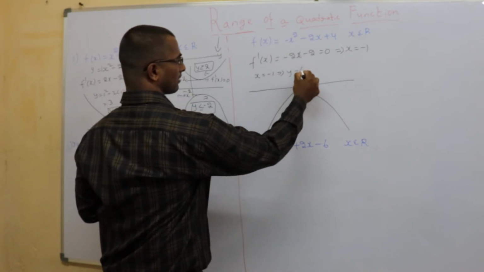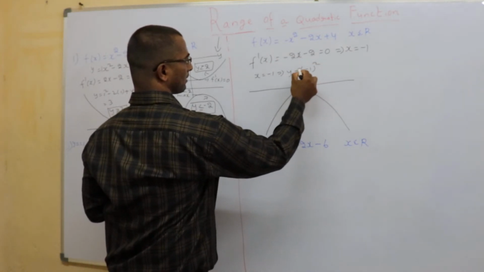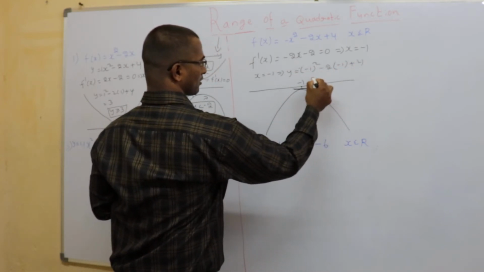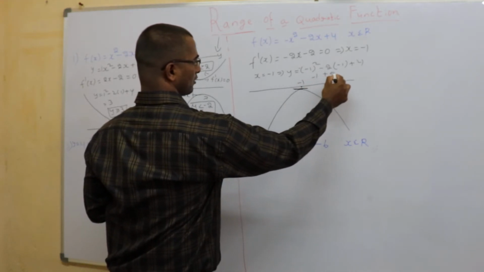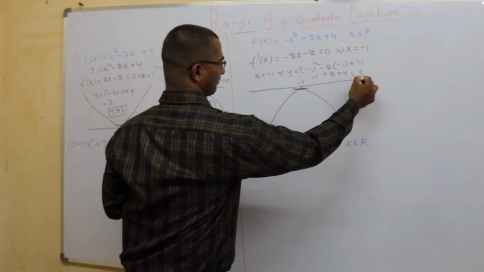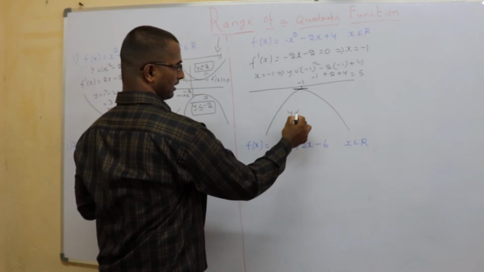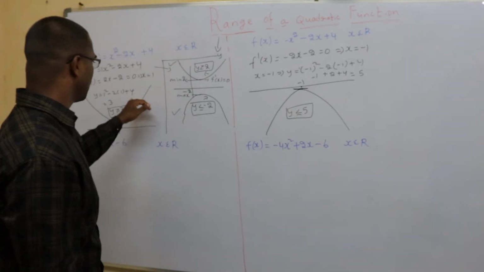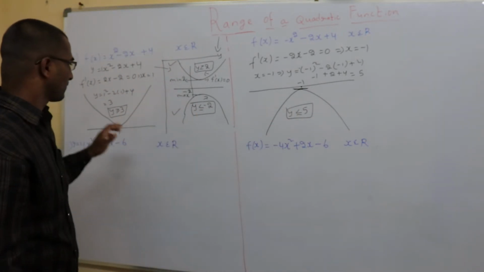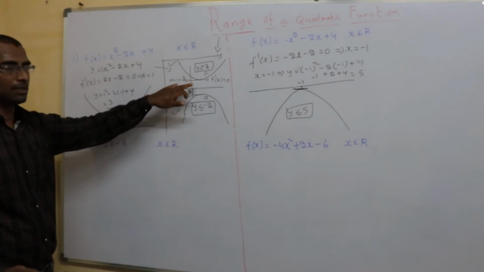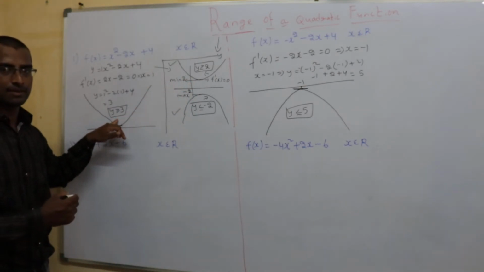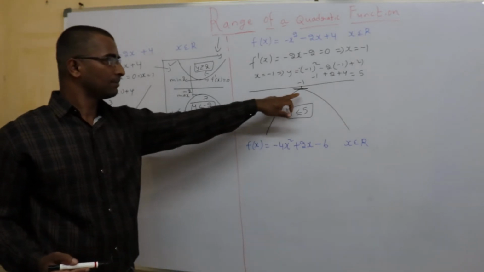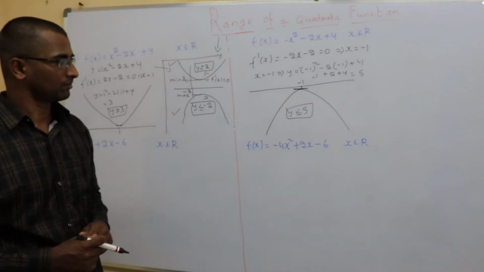So when x equals minus 1, how much is y? Place it in this: minus 1 whole square minus 2 into minus 1 plus 4. So it is minus 1 plus 2 plus 4, which will give me 5. So my y is less than or equal to 5. The only difference between here and here is, here this became the minimum point, so I have y greater than or equal to 3. In this example, this became the maximum point.